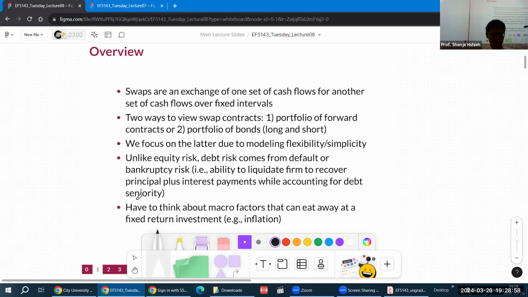Make sense? So to recap, two ways to think about swaps. One is through a portfolio of forward contracts. You certainly can value swaps if they only go out for 5 years. You can probably find those quotes online somewhere, and you can price it that way, right? You just sum the value of the forward futures contracts, and that's the value it should be today.